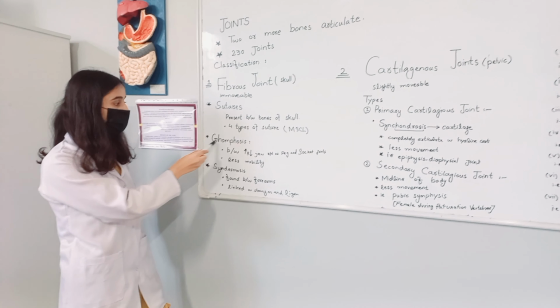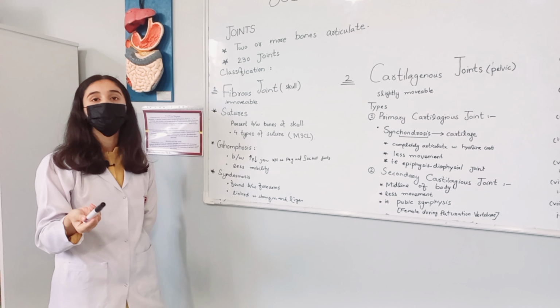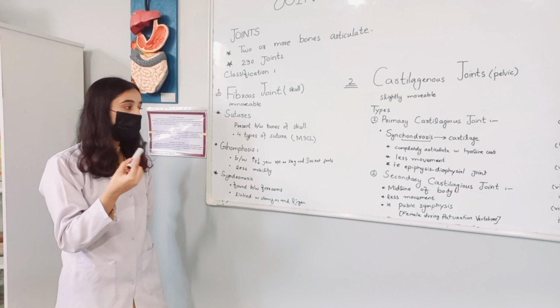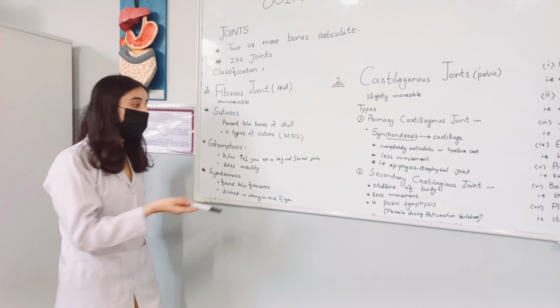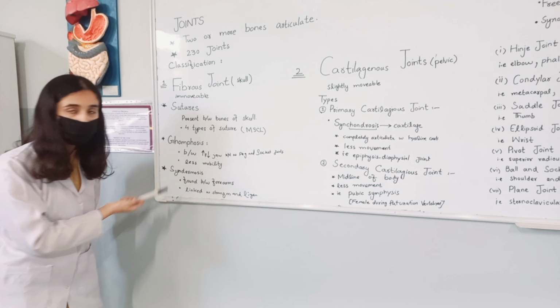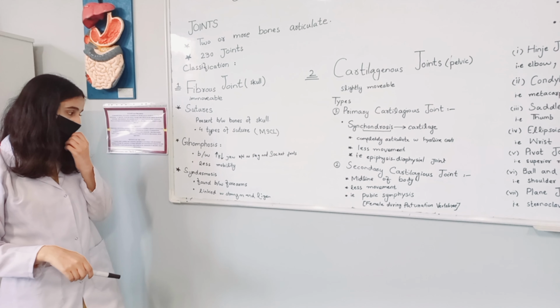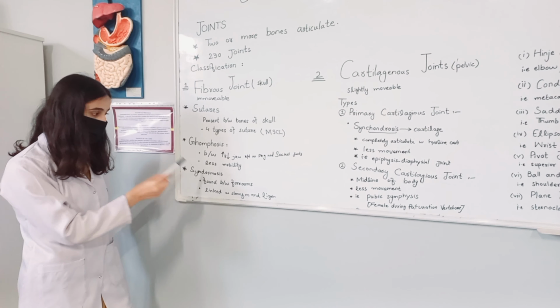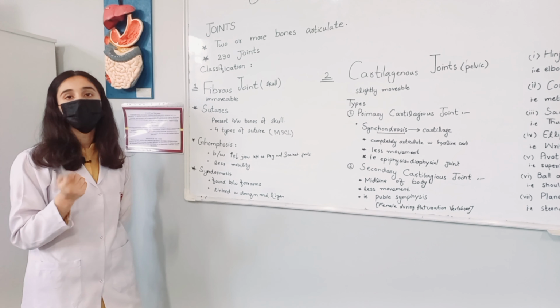Then they are present in gomphoses. What are gomphoses? Gomphoses are present between the teeth and the upper and lower jaw, which are known as peg and socket joints. They show less mobility than syndesmosis, which is found between the forearm bones, linked with strong membrane and ligament.